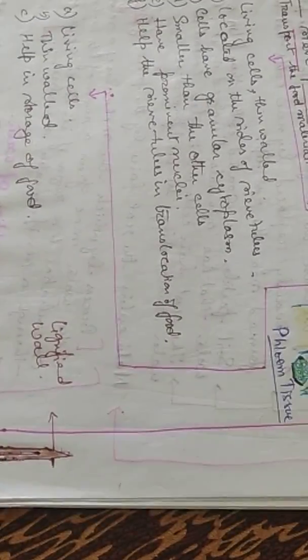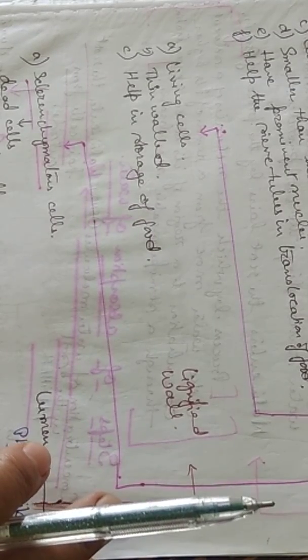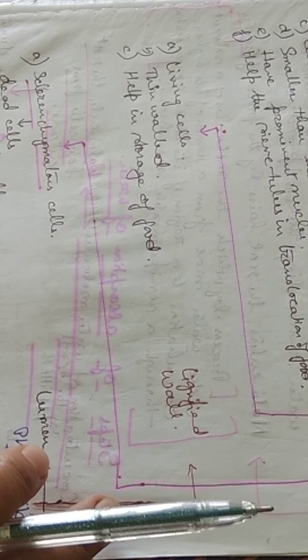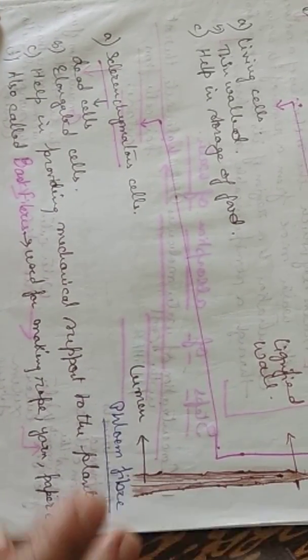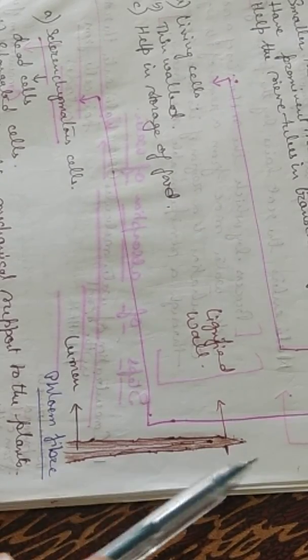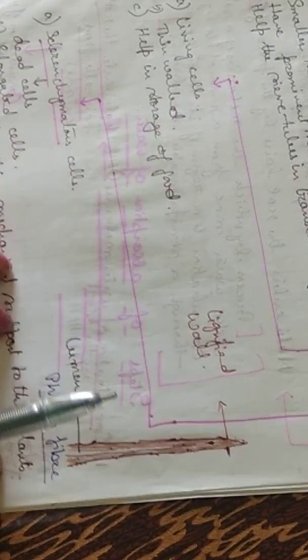Now, phloem fibers. Phloem fibers are dead cells. This is the only dead component of the phloem tissue. They are elongated cells. These are the phloem fiber cells. They help in providing mechanical support to the plant, and they are also known as bast fibers. They are used for making ropes, yarn, paper, etc. So this is about phloem.